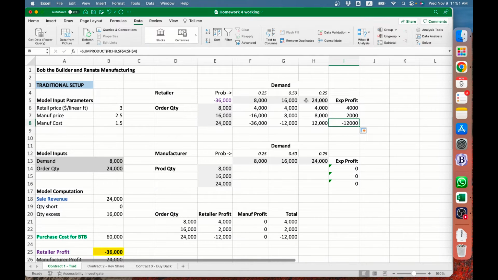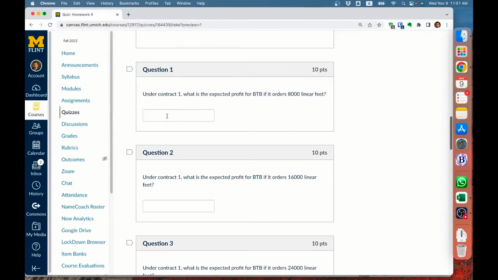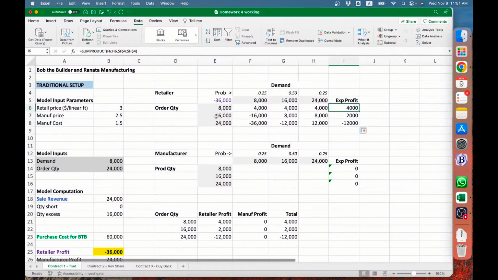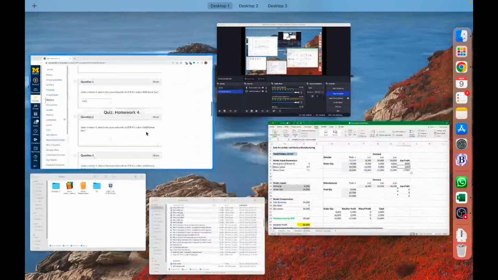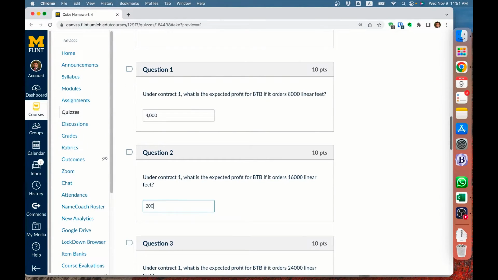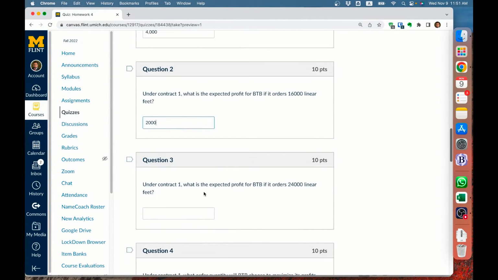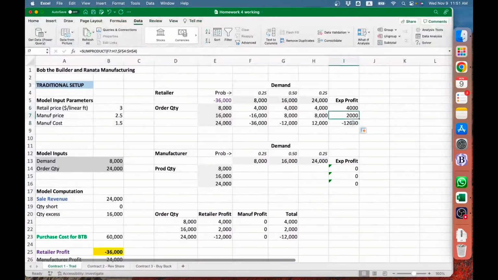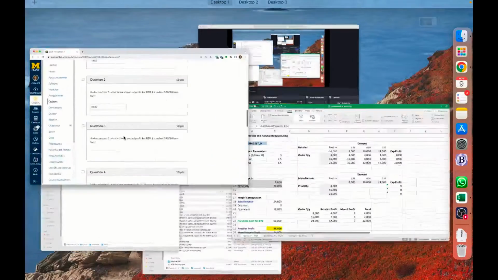Okay. So question 1, what is the expected profit if the retailer orders 8,000? That is right here, 4,000. So we put 4,000. Under contract 1, what is the expected profit if it orders 16,000? We go here, expected profit is 2,000. Under contract 1, what is the expected profit if you order 24,000? Taking all 3 expected profits, that's minus 12,000.